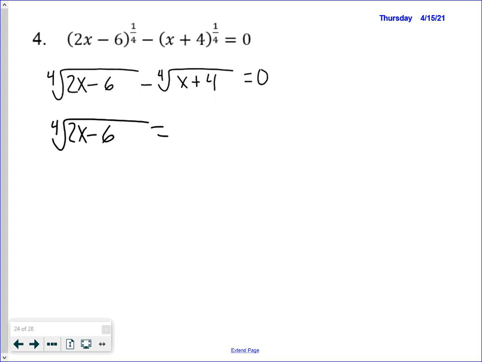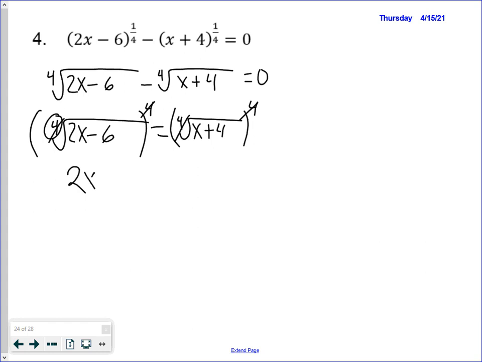And when I do, I get the fourth root of 2x minus 6 equals the fourth root of x plus 4. So now I'm going to raise both sides by the index. In this case, my index or my root is 4. So I raise both sides to the fourth power to get rid of these radicals. And when I do, I'm left with 2x minus 6 equals x plus 4.